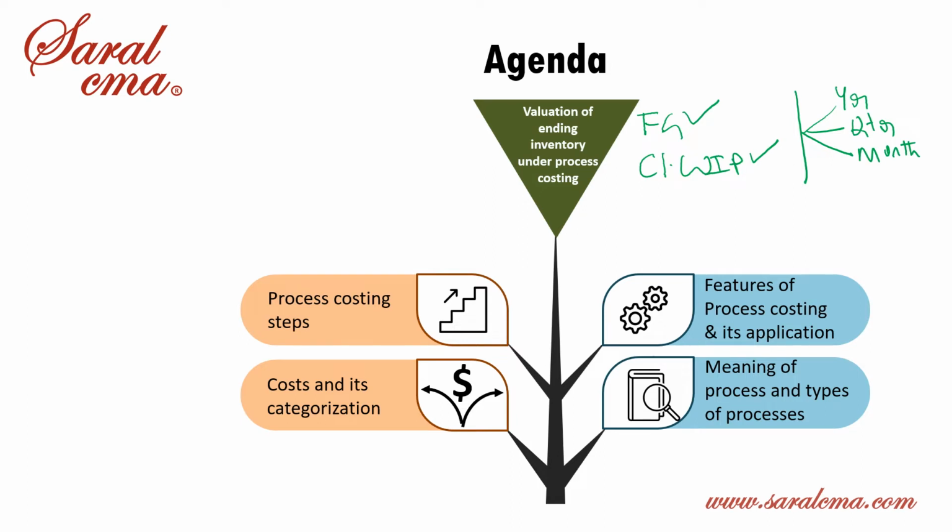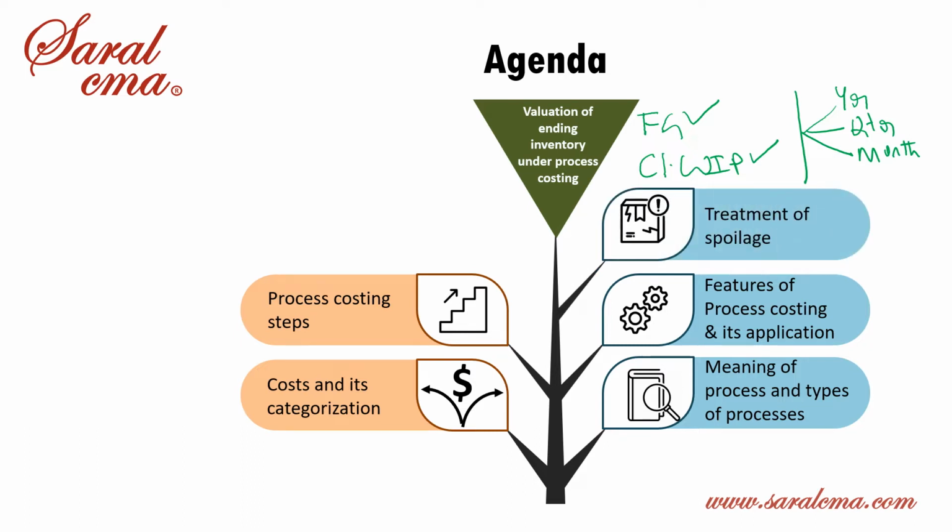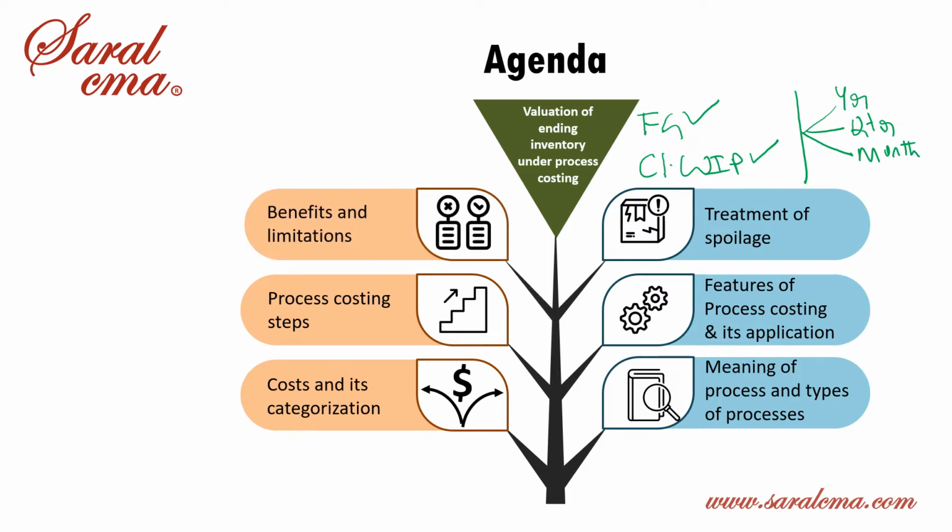I'm going to tell you about the 8 steps you need to follow to arrive at the value of inventory. After this, I will introduce spoilage, tell you about what the spoilage is and how that needs to be treated under process costing. Finally, I will end the session by telling you about the benefits and the limitations of a process costing. Throughout the session, I'll be giving many examples. I'll be taking you through many illustrations and I'll be solving all of the support package questions.